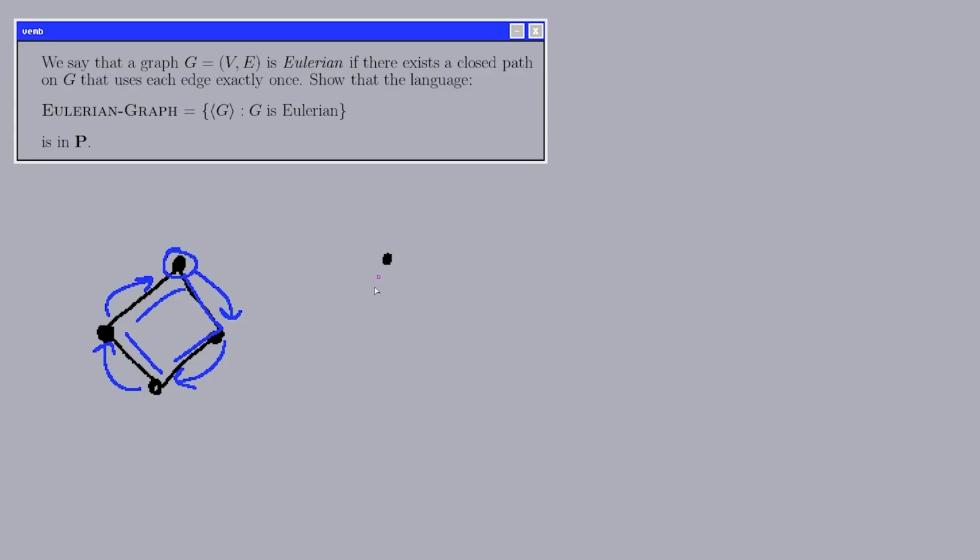Now let's take the triangle graph, like this. Is this graph Eulerian? Well, if you start here, then you have to go here, here, and here, and again, it works. But now let's, for example, take this graph.